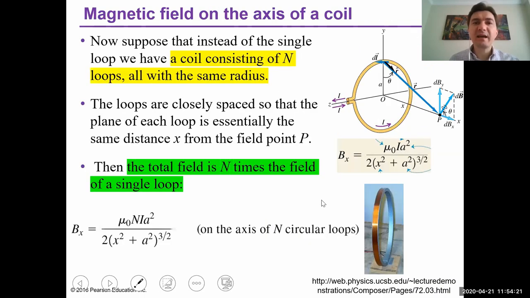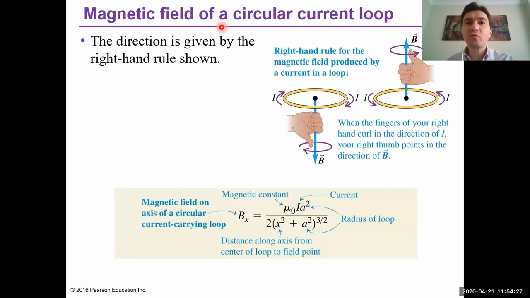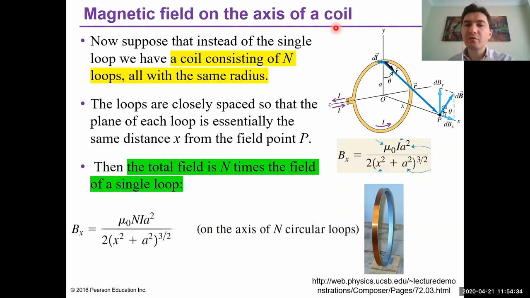Okay, then let's continue with the magnetic field on the axis of a coil. Here we have one circular current loop, just one loop. If you have many loops, what was that called? A coil contains many loops. Here we have a single loop. We have calculated the magnetic field along the axis of the single loop. In a coil or in a solenoid, we have many, many loops.